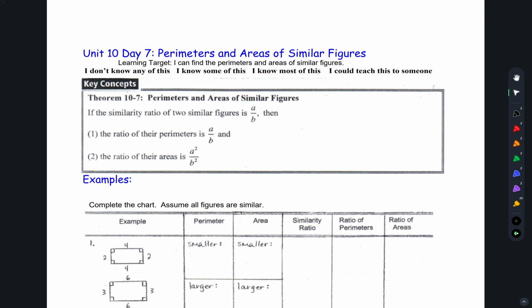So we are going to talk about perimeters and areas of similar figures. Do we remember, it's been a minute, do we remember what similar figures are? They have two things. Do you remember the two things, Dahlia?